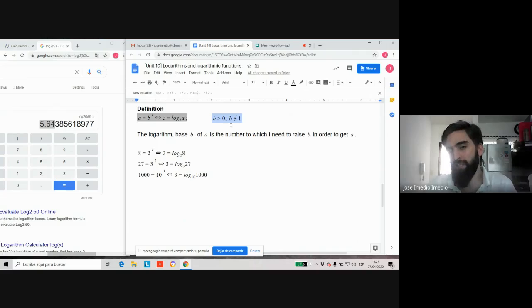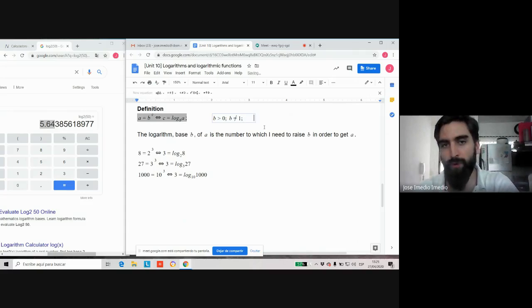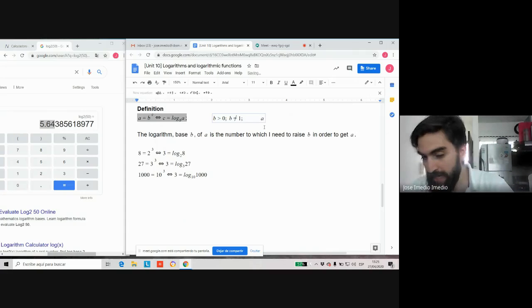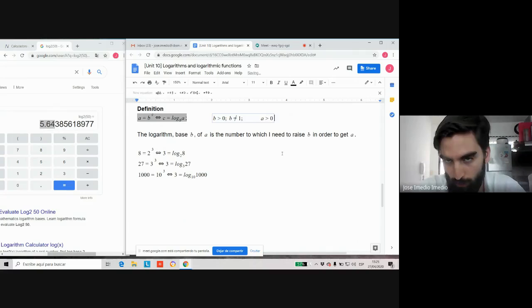There's no sense in using 1 as the base of an exponential function. So b has to be positive, b has to be different from 1, and here is the new condition. There's another one that we didn't have before, and it's that a also has to be larger than 0. Why? Because if a is negative, we're going to get complex numbers. And as I said, with exponential functions, we don't want complex numbers.